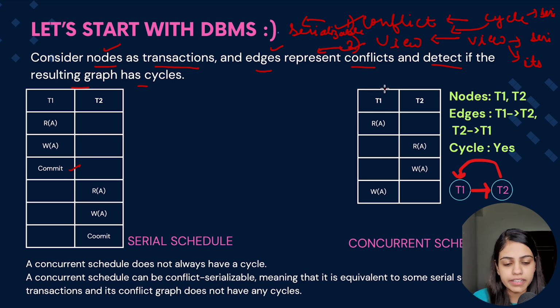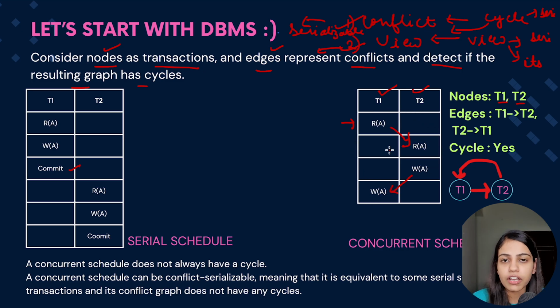Now coming to the concurrent schedule, here there are two transactions, T1 and T2, so we need to represent them using nodes. So it is T1 and T2. Now coming to the execution: if you see, it starts with T1, then there is a context switch, then there is some execution in T2, then again there is a context switch, and then again there is an execution in T1.